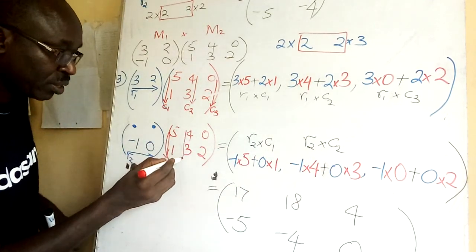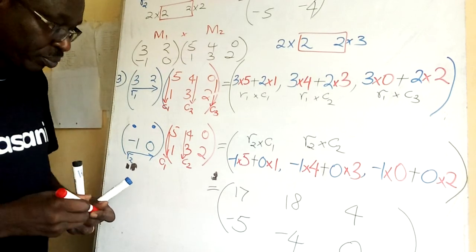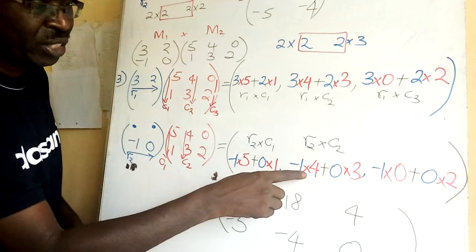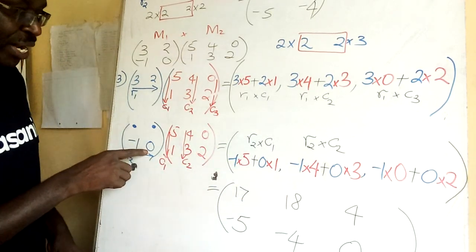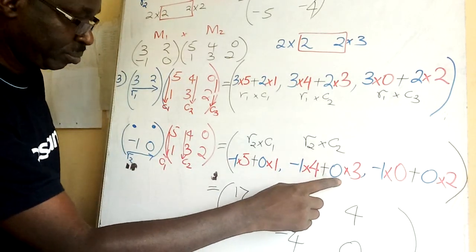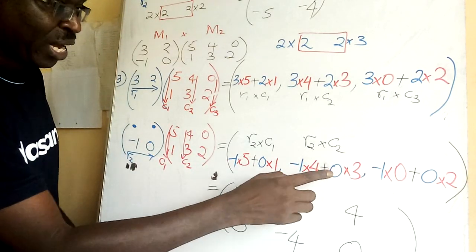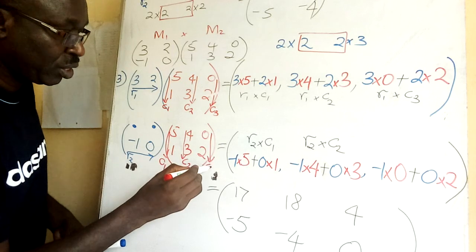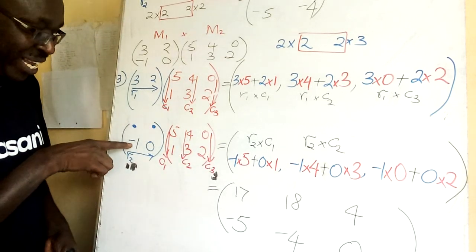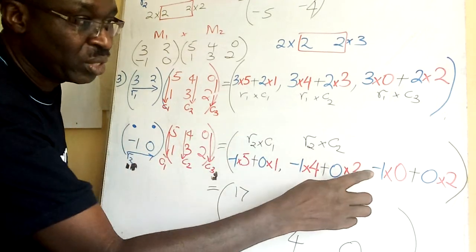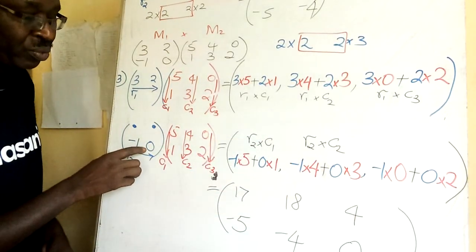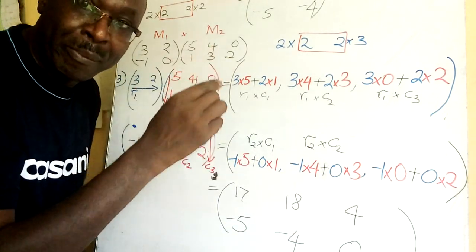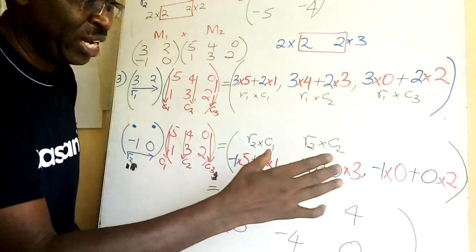Where C2 is this? C2. So what do I do? Tail -1/4. It is here, -1/4. Plus head 0/3. It is here. Okay? I've done that. Now I finish with C3. Tail -1 by tail 0, -1/0. Head 0 by head 2. So tail times tail plus head times head. This is what I have.